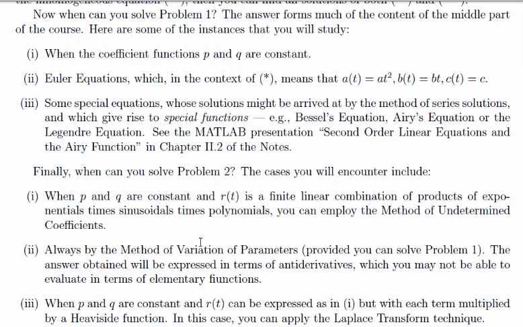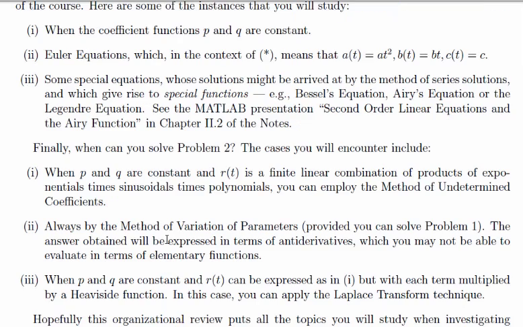Finally, when can you solve problem 2? Well, the cases you will encounter include, first, when p and q are constant, and when the non-zero right-hand side is of the following form. It's a finite linear combination of products of exponentials times sinusoidals times polynomials. When that's the case, you can employ the so-called method of undetermined coefficients.